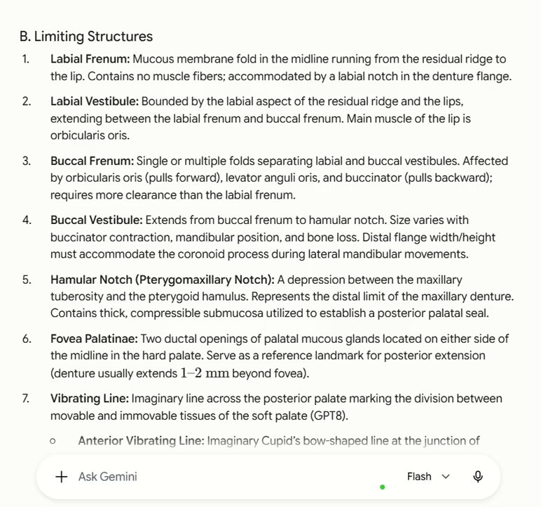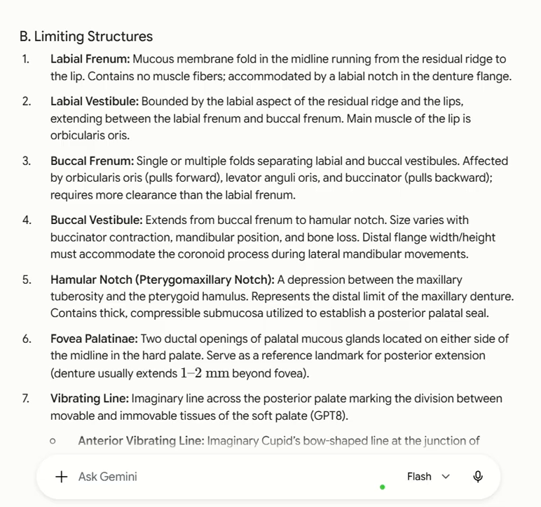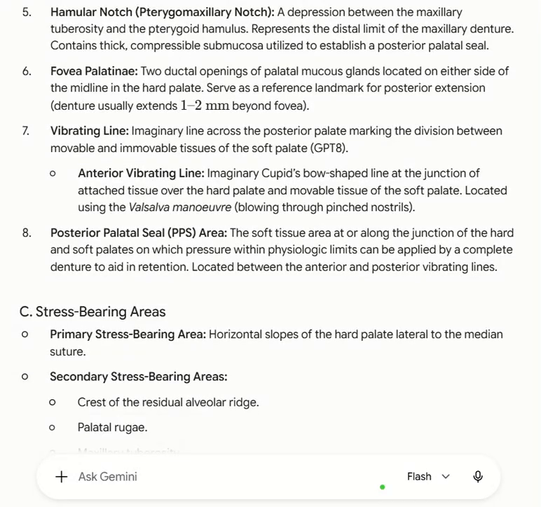Hamular notch, pterygomaxillary notch, a depression between the maxillary tuberosity and the pterygoid hamulus. Represents the distal limit of the maxillary denture. Contains thick, compressible submucosa utilized to establish a posterior palatal seal. Fovea palatini, two ductal openings of palatal mucous glands located on either side of the midline in the hard palate. Serve as a reference landmark for posterior extension.